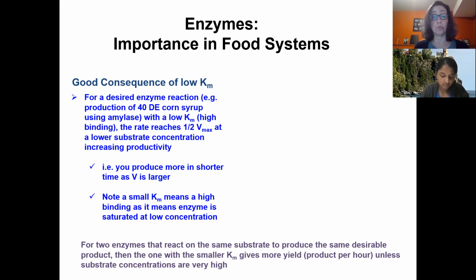So if we have two enzymes that react on the same substrate to produce the same desirable product, we choose the enzyme with the smaller Km, okay? Because this is going to give me better yield, unless the substrate concentration is not limiting and is really high.